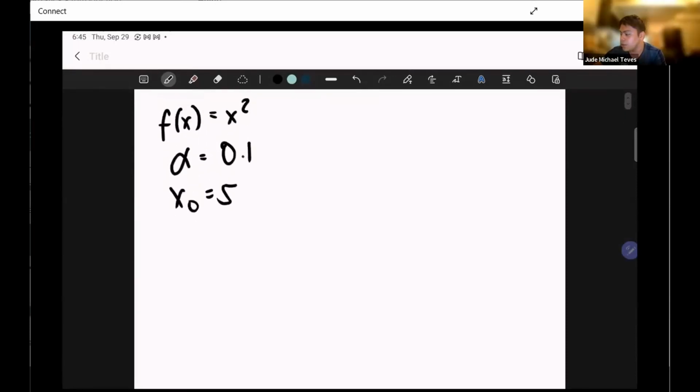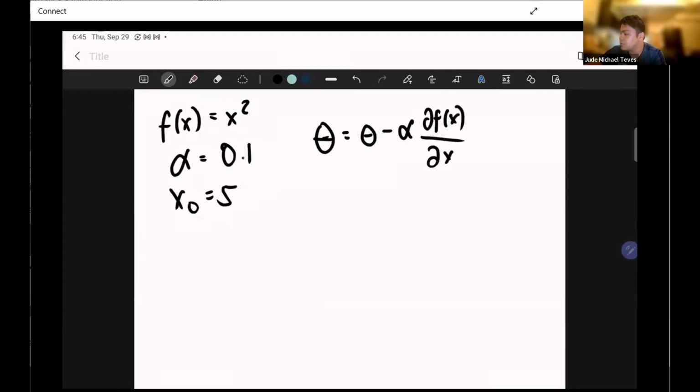Okay, so gradient descent. How does it work again? Here's the equation. So basically, you have this data, and the new value of the data would be the previous one minus learning rate times the derivative. So there's f of x, and this is basically x. It's going to be x now in this case. This is the equation. Still following?